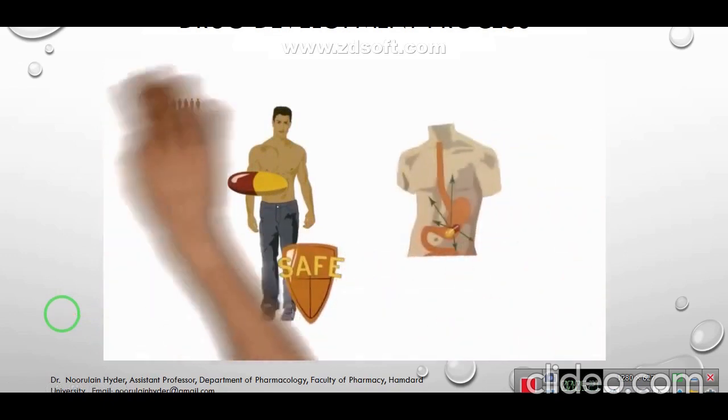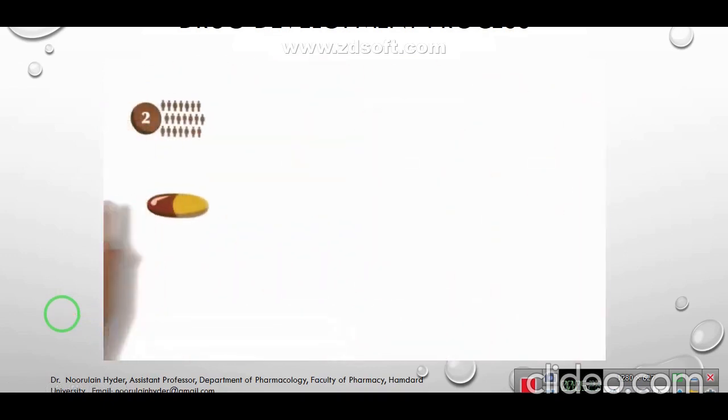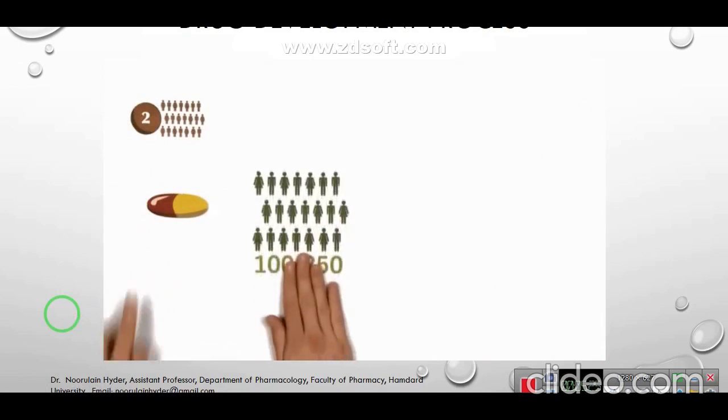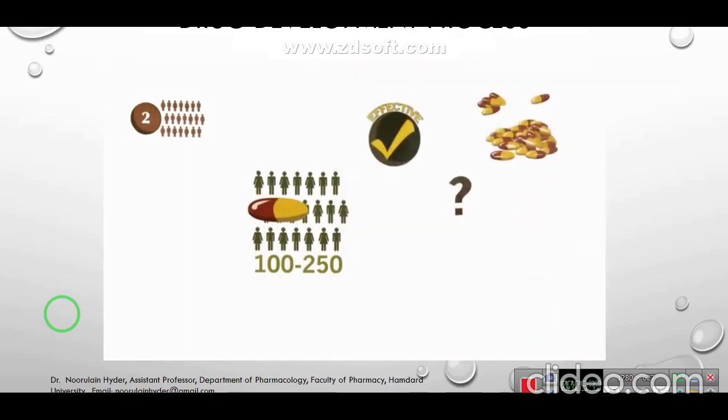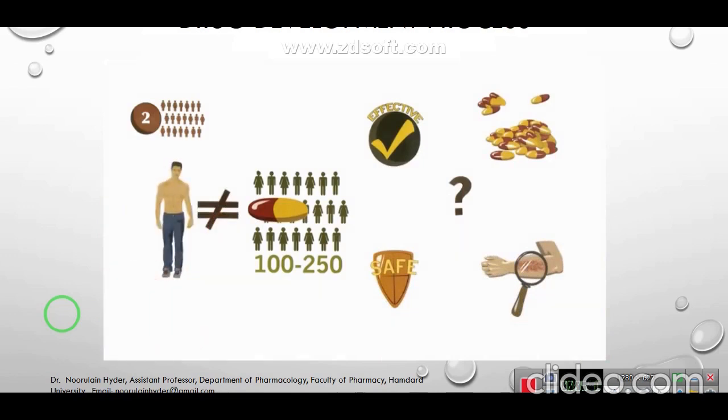pharmacokinetics. In Phase 2, the drug is given to a group of about 100 to 250 patients with the disease to evaluate its efficacy and to determine the optimal dose. In addition, the safety of the drug and its side effects are evaluated, as these may be different in patients compared to the healthy volunteers tested in Phase 1.